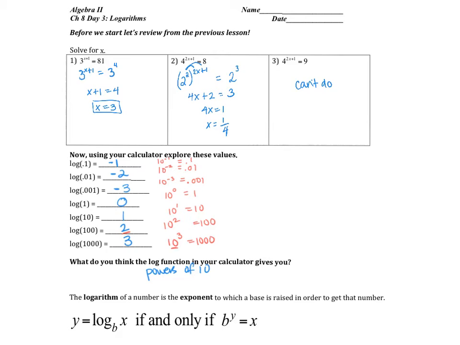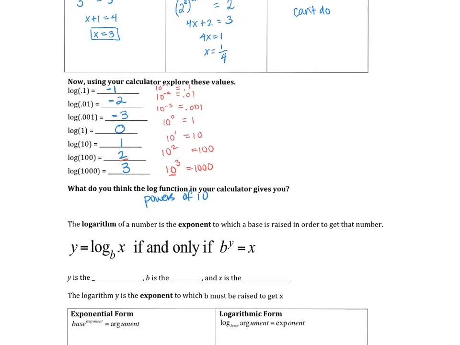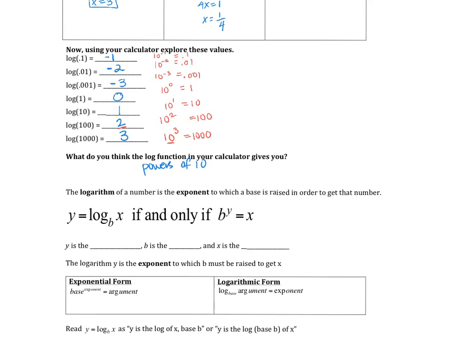Okay, the logarithm of a number is the exponent to which a base is raised in order to get that number. So we're going to talk about the notation here, and then we're going to look at some examples with numbers to make a little bit more sense. Okay, so we have the logarithm. Okay, so let's color code this so you can kind of see in exponential form and log form where things go.